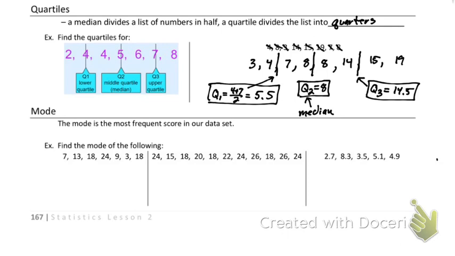18. It's in fact the only one that repeats, because we have an 18 here, we have an 18 here. 7 doesn't repeat. 13 doesn't repeat. 24 doesn't repeat. 9 doesn't repeat. And 3 doesn't repeat. So our mode is going to be 18.